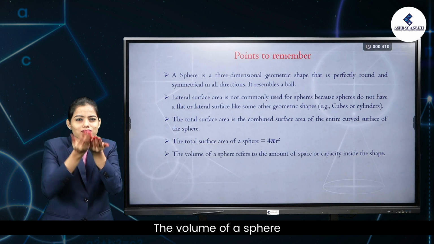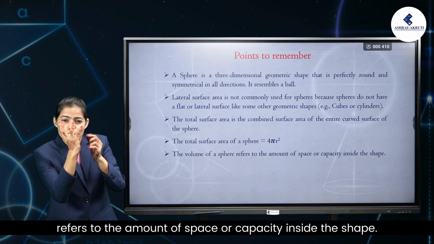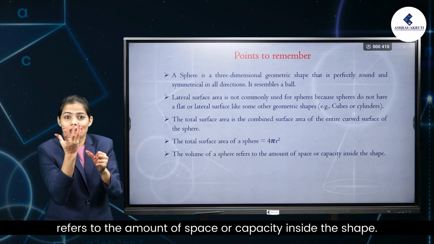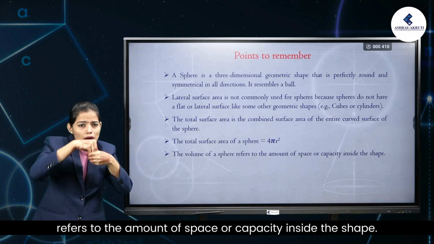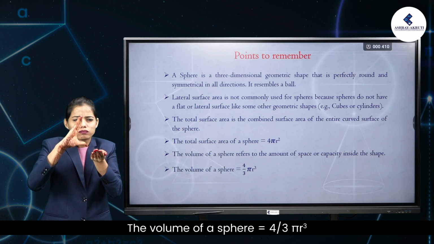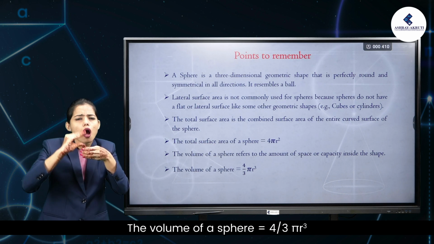The volume of a sphere refers to the amount of space or capacity inside the shape. The volume of a sphere is equal to 4 by 3 pi r cube.